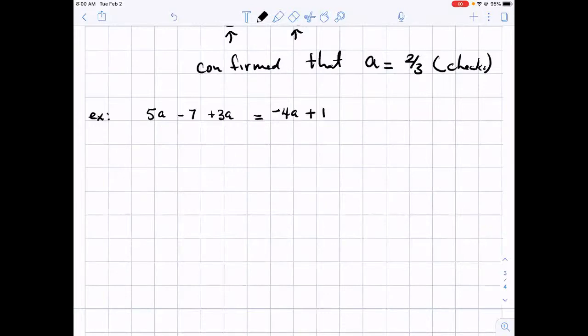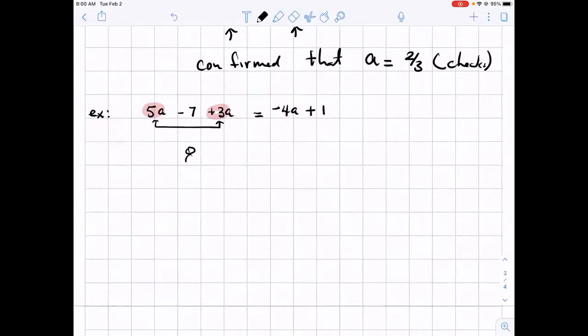Now, you will notice that in this equation, okay, you have 5a and positive 3a on the left side of the equation. Now, because you can combine those two, you can combine these two by just adding them. 5a plus 3a becomes 8a. Okay, notice that I did not minus 3a and minus 3a here, because there's no equal sign that I crossed over.